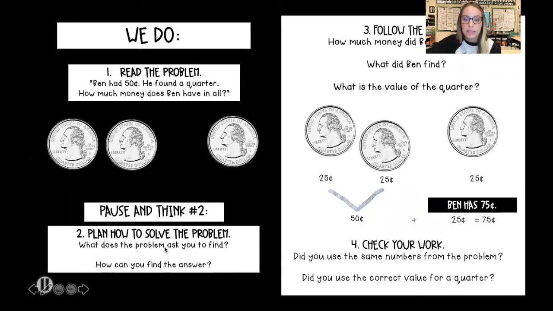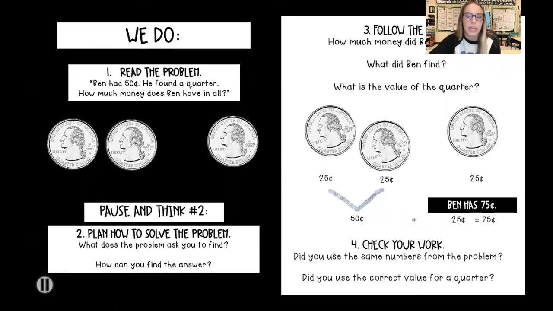So our pause and think question number 2 on your paper is you're going to plan how to solve the problem, but I want you to write it down. So answer this. What does the problem ask you to find, and how can you find the answer? So go ahead and pause the video here, answer that question, and when you're ready, come back to the video.